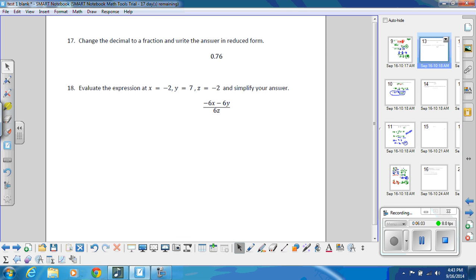So this one says change the decimal to a fraction, write the answer in reduced form. Well, if you notice, the decimal is in the hundred spot. So if it's in the hundred spot, I take this number and I write it out of 100. How easy is that? If it was in the 10th spot, I'd write it out of 10. If it was in the 1,000th spot, I'd write it out of 1,000. So that's how you go ahead and do that, okay?